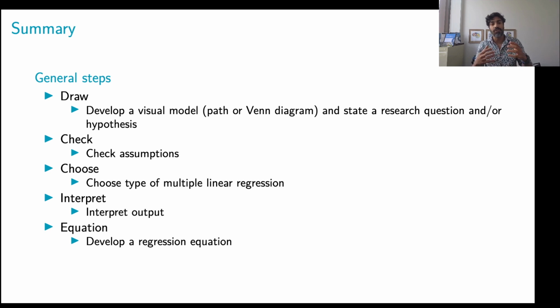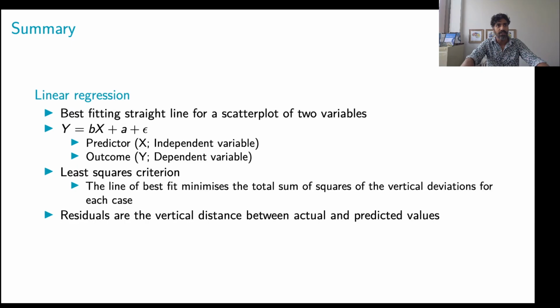The general steps are: first, you have the theoretical rationale, so you draw a visual path or a Venn diagram, and state a research question and a hypothesis. You check your assumptions, you choose the type of multiple linear regression that you want to do, you interpret your output, and then you develop a regression equation. So I've shown you several examples of how to go through each of these general steps step by step.